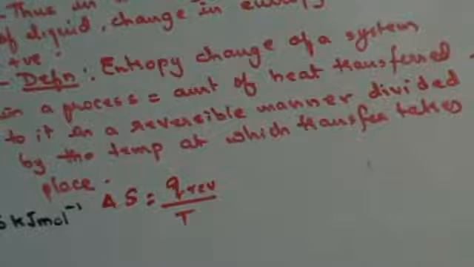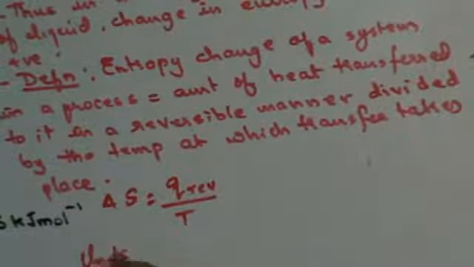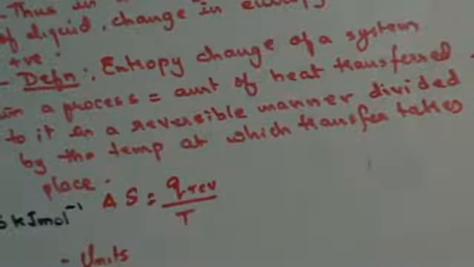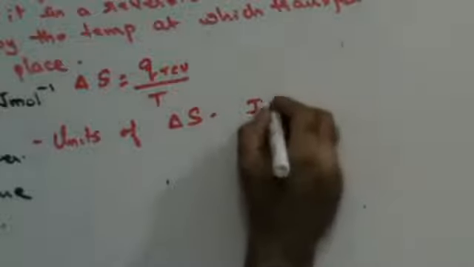If this is change in entropy, then what will be the units? The units of change in entropy. Heat we know is nothing but joules. Temperature is nothing but Kelvin. So joules per Kelvin. The units of entropy are joules per Kelvin. Right? Now, let's talk more about change in entropy.